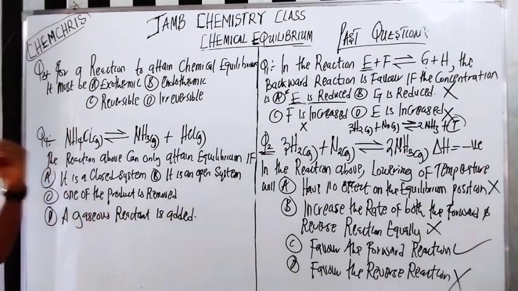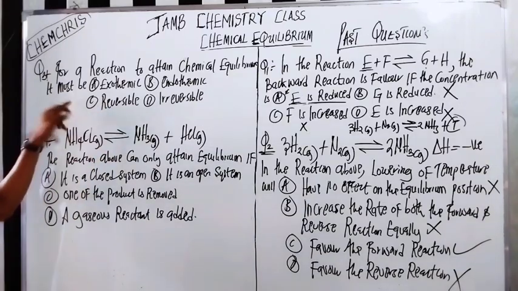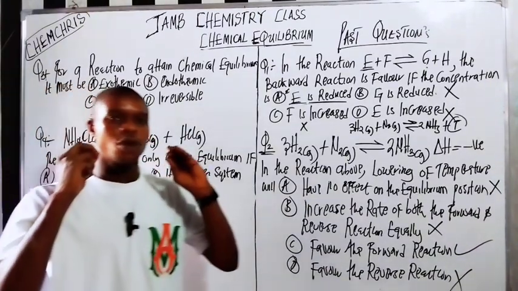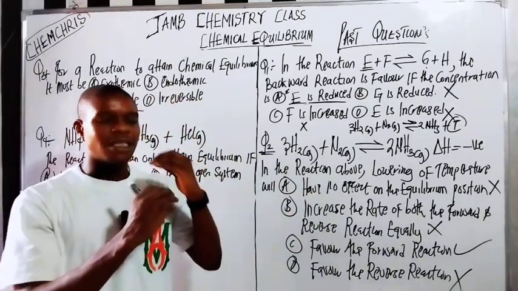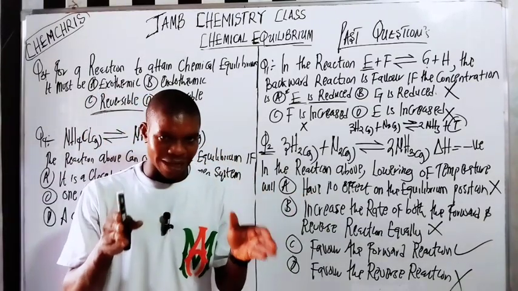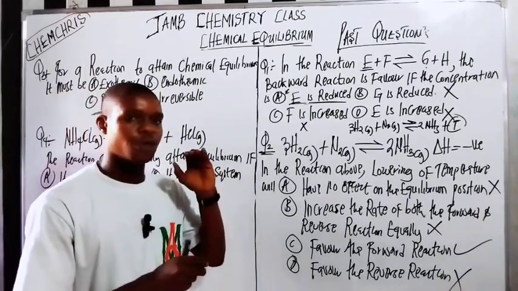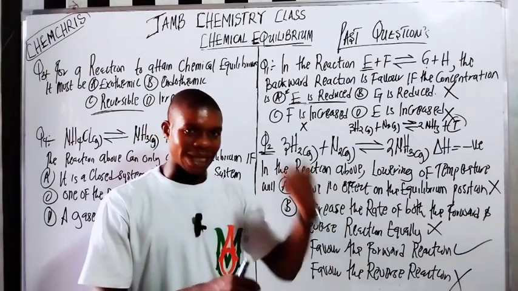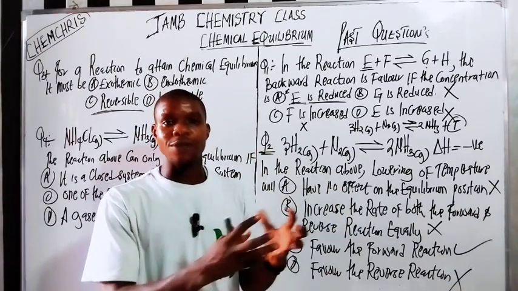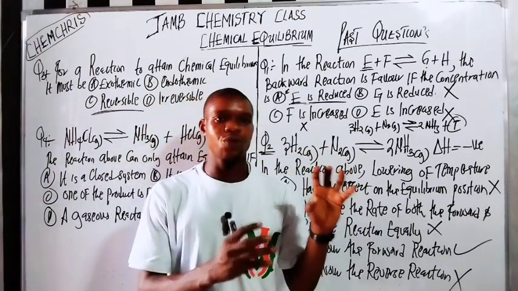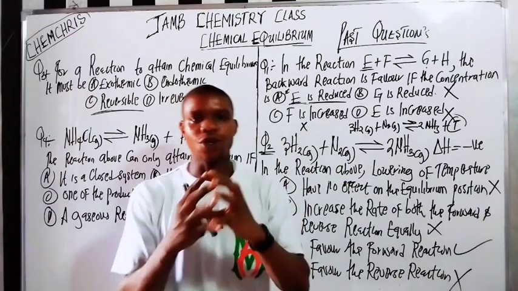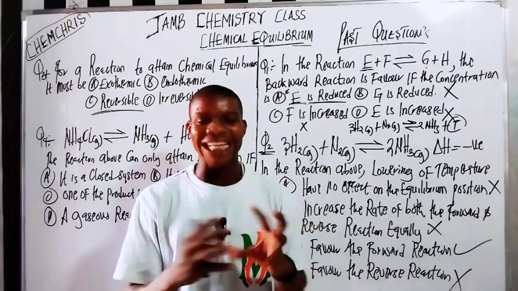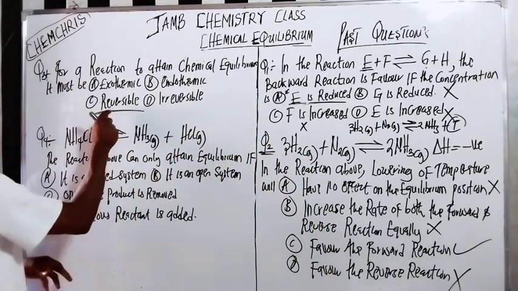You see that for a reaction to attain chemical equilibrium, it must be a reversible reaction. So what is a reversible reaction? A reversible reaction is a type of reaction in which, as the reactants are reacting to produce products, the products are also reacting back to produce the reactants. So if you get to a point where the rate at which the reactant is producing the product is the same as the rate at which the product is reacting back to produce the reactant, it is at equilibrium. It must be a reversible reaction.